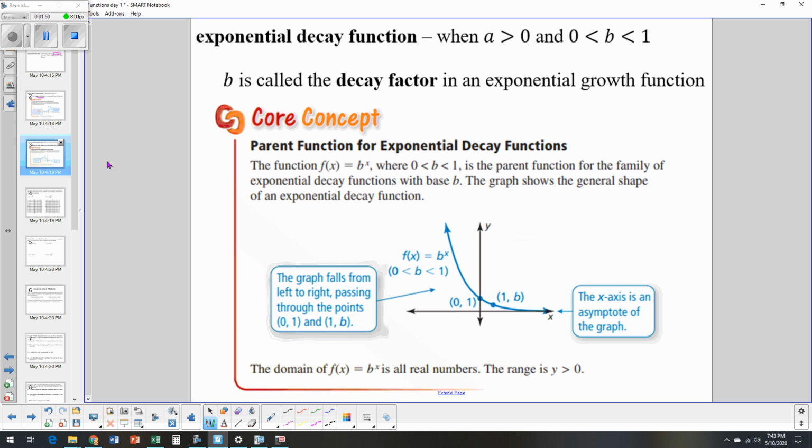For an exponential decay function, we still have a as a positive number, but now b is between 0 and 1. Right? Still not negative, but it's between 0 and 1. And b is now called the decay factor. So in an exponential decay function, it's the decay factor. For growth, it was the growth factor. The parent function for exponential decay then falls from left to right. It still goes through the point (0, 1) and the point (1, b). It's just now, because b is smaller, it's going down. All right, same domain. We could put any value of x in, and the range is still greater than 0 because the asymptote is still the x-axis.